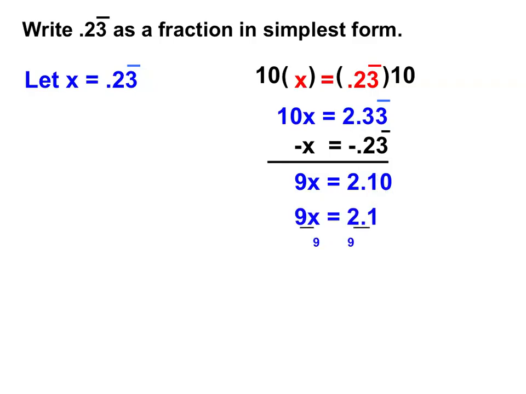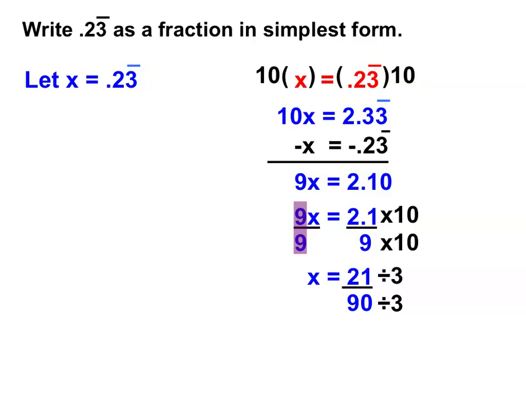Now when I divide by 9, I get a decimal as my numerator. No decimals allowed in the numerator. So the trick is to multiply by 10 on the top and the bottom, and you get 21 over 90. Can you simplify it? Yes. Divide by 3 and divide by 3, and you get 7/30. If you're wondering about this problem, it is in the book, example number 2 on page 317. So feel free to take a look at it. And then try this one.